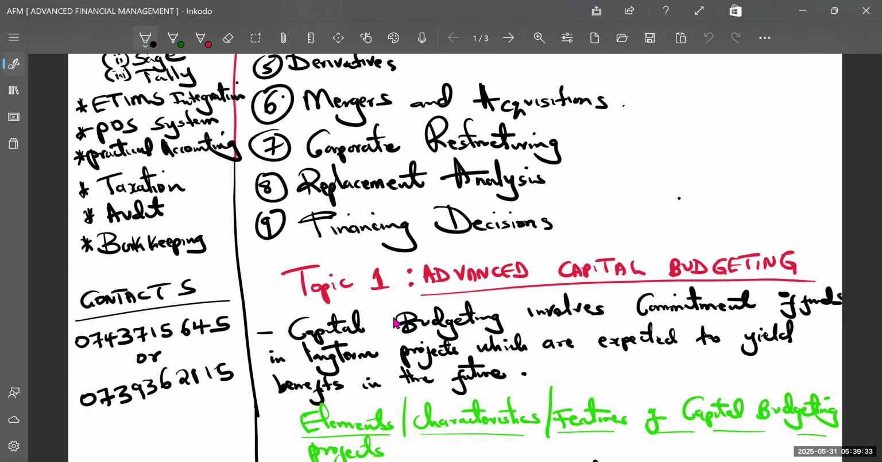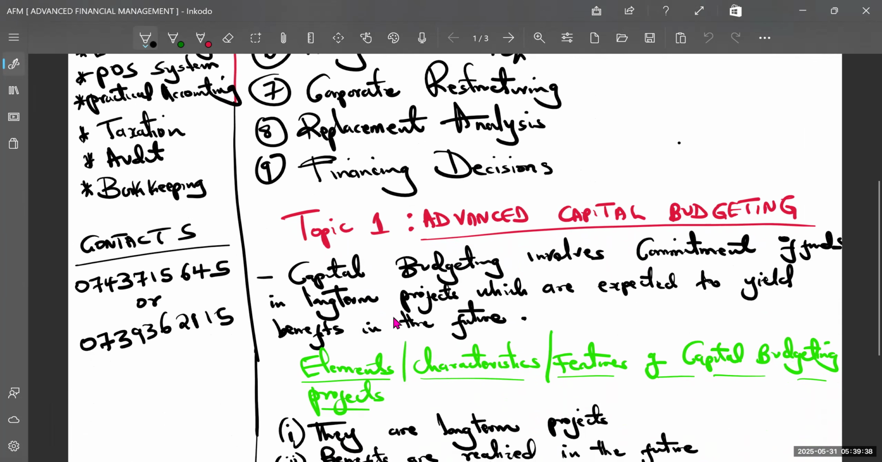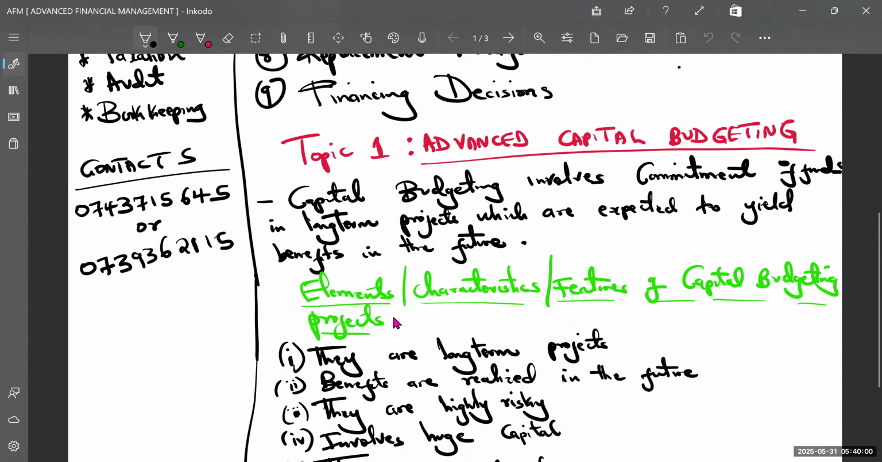And ladies and gentlemen, we looked at the simplest definition possible. The definition we gave was that capital budgeting is a step or an activity which involves committing funds in long-term projects, and the returns that come out of it, sometimes you call it the yield, are realized in the future. So from that definition alone, we were able to identify the special features that define a capital budgeting project.